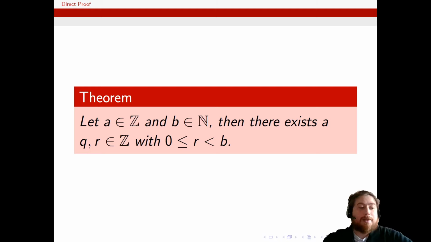Now, if we do try to divide, there will be times where we don't get an exact division. If we take 5 and try to divide by 2, we're going to end up with a remainder. So what we want to think about is, in general, if I have any integer a and any natural number b, can I divide a by b and get something out? So we're going to look at that on the board.